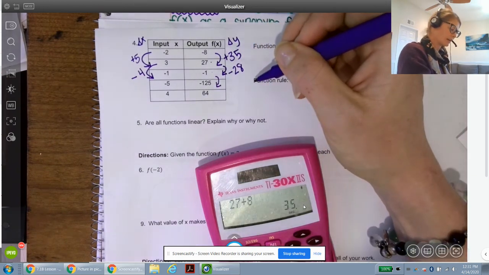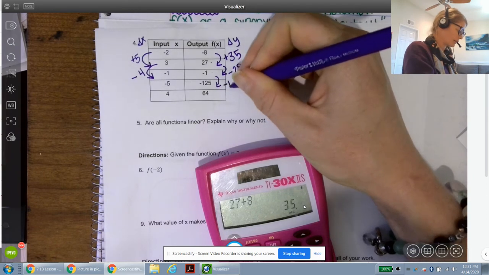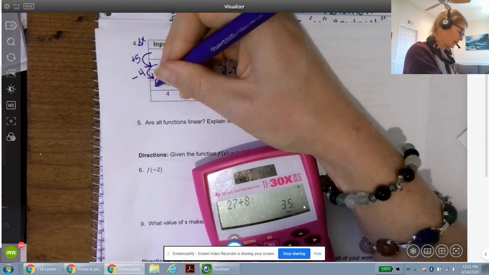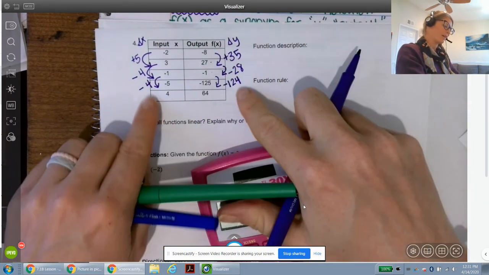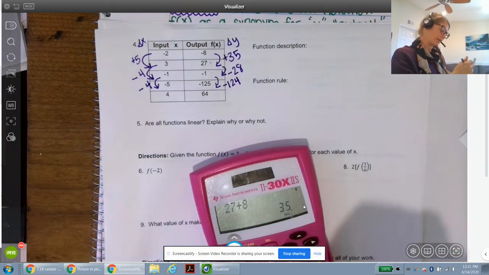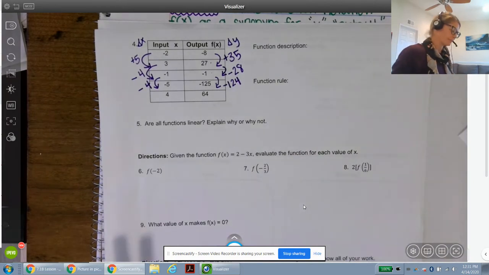-1 to -125, I would need to subtract 124. And -1 to -5, I would need to subtract 4. Well, 124 divided by 4 is not 7. So this is not linear. So then we need to start looking for some other patterns.